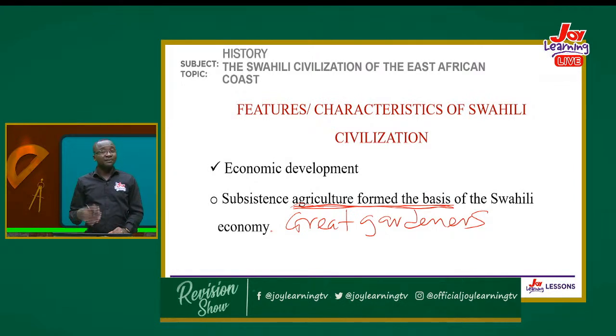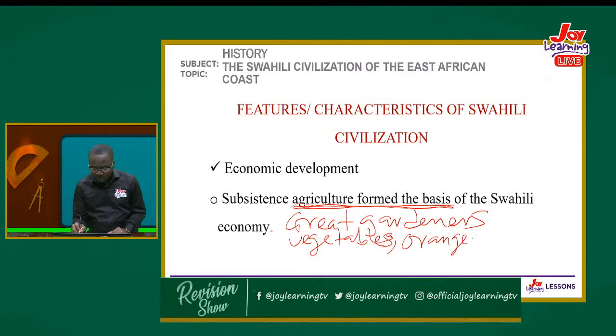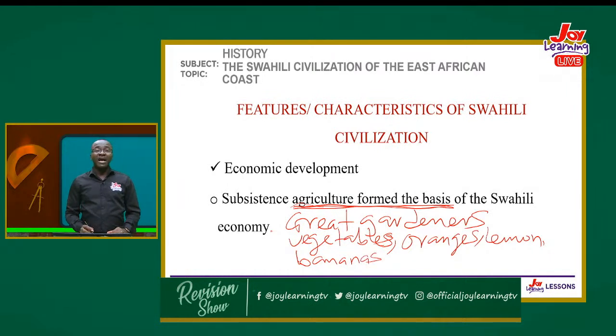Now, they grew various vegetables. We are told that they also grew various citrus. We can talk of oranges, we can talk of lemon. And then again, they also grew bananas, amongst other vegetables. So they usually grew fruits and vegetables. Now we are told that banana formed a major part of the staple of the people of the East African coast.